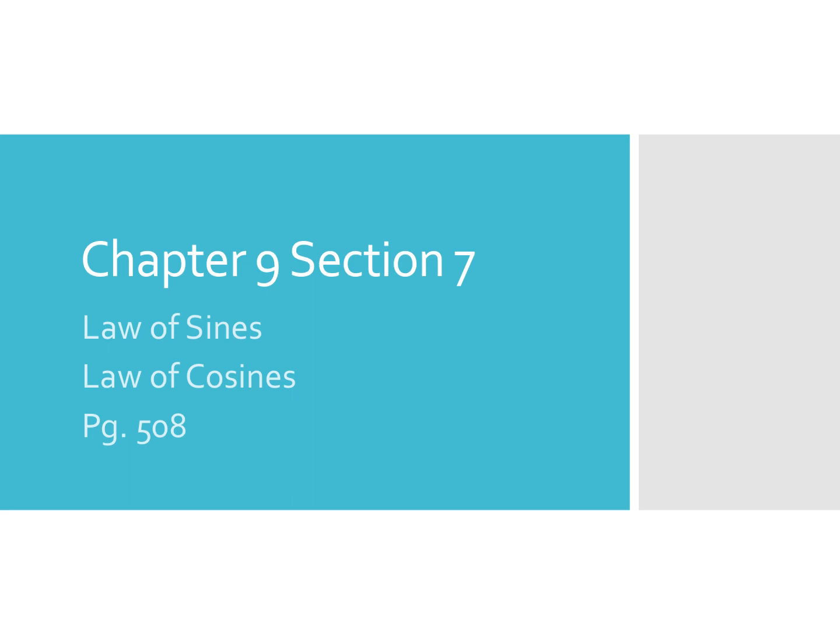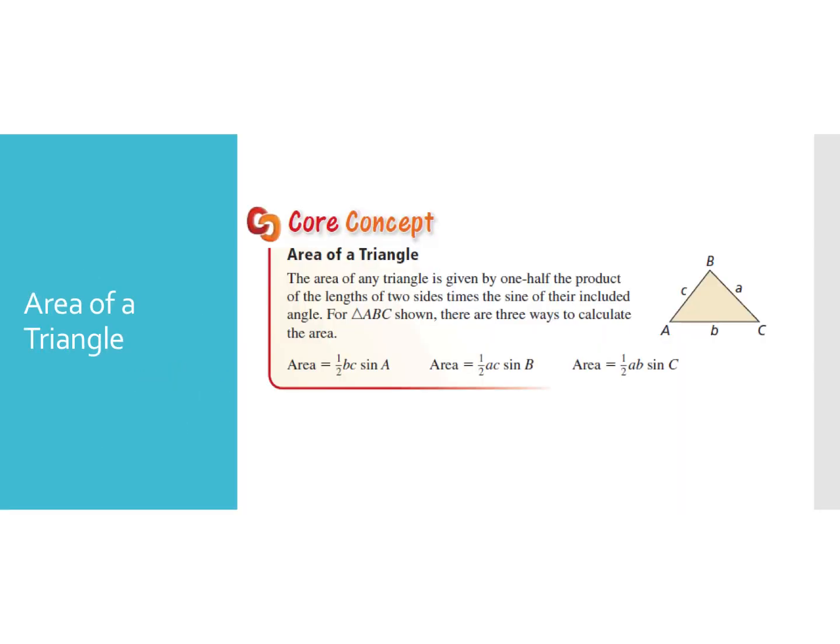So today we're going over chapter 9, section 7. We're going over the law of sines and the law of cosines. This is one of our core concepts, the area of a triangle. You guys are probably used to the area of a triangle being the area equals 1/2 the base times the height. But that is not always the case.